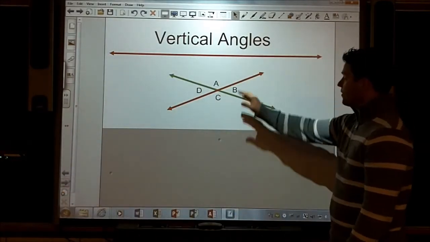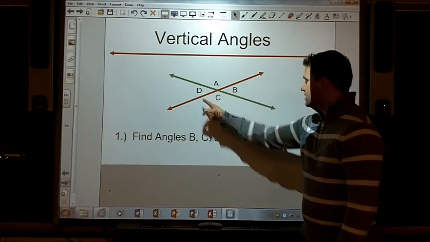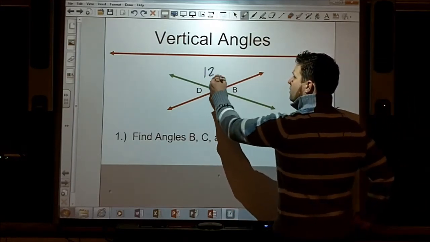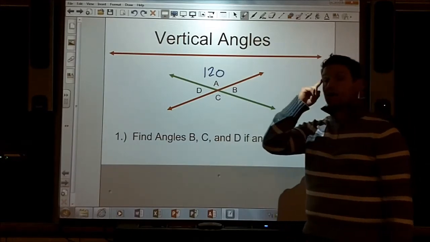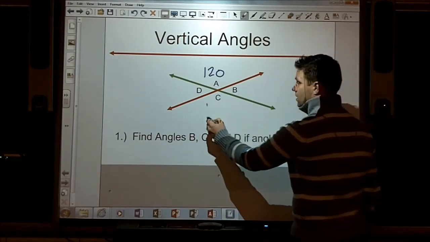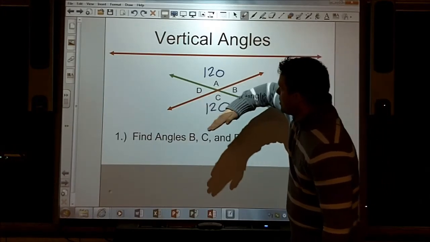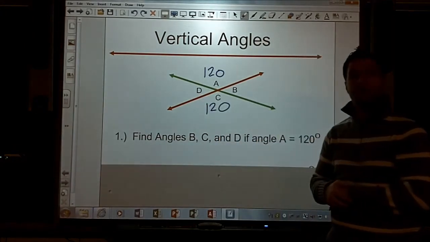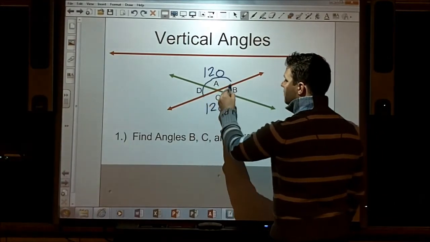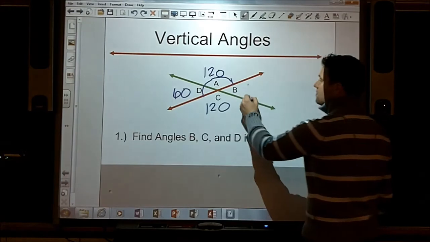Okay, so it says we have our two lines that are crossing, and this one says find angles B, C, and D if angle A equals 120. Well, let me write some numbers in here. Okay, so that's 120. I immediately can know its vertical angle, C, is also going to be 120. Okay, and A and D, they create a straight line. So we go back to my supplementary idea, right? A and D equal 180 degrees, half of a circle here, okay? That must mean D is 60, and B must be 60, right?